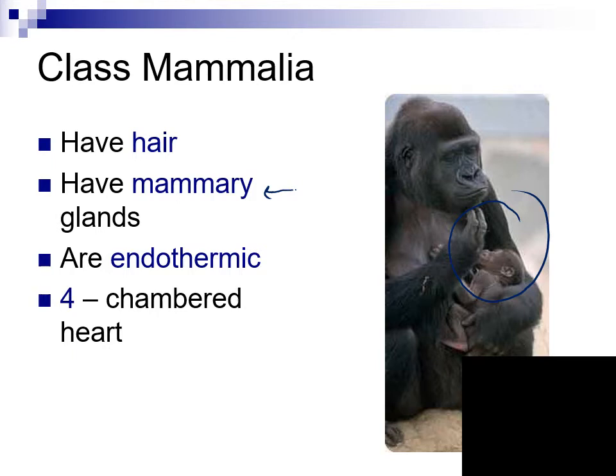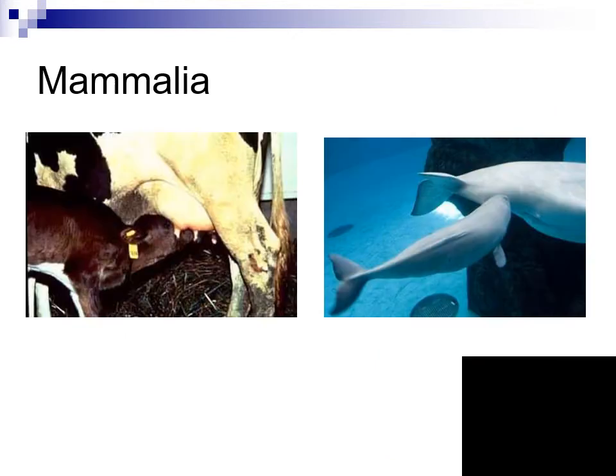They're endothermic, just like the birds. They have a 4-chambered heart, just like the birds. So they have a very efficient respiratory and circulatory system, and we're mammals, we maintain our body temperature. We're not dependent on the environment for maintaining our body temperature.